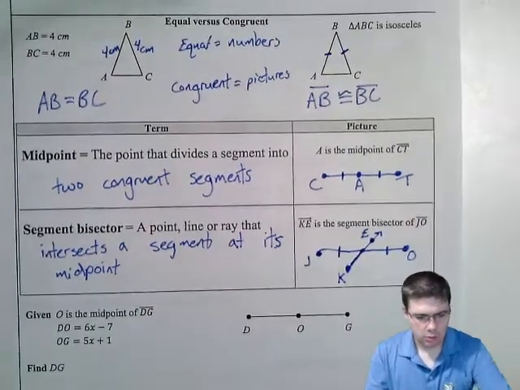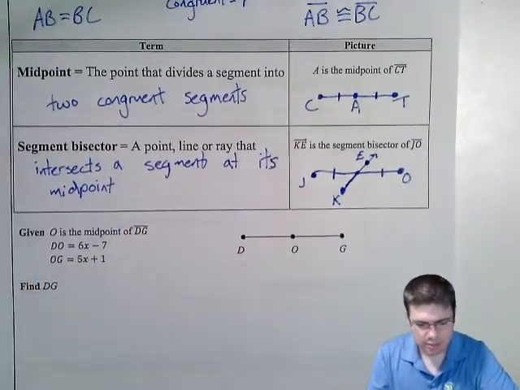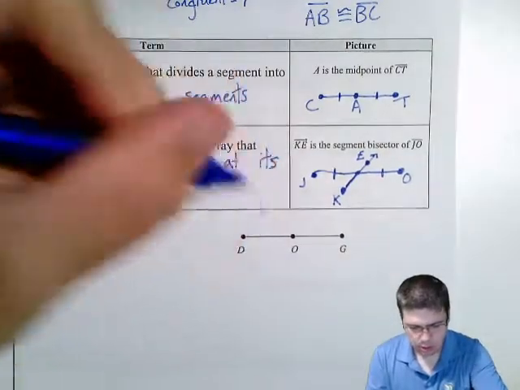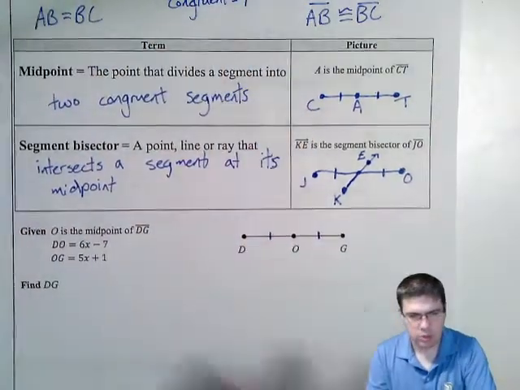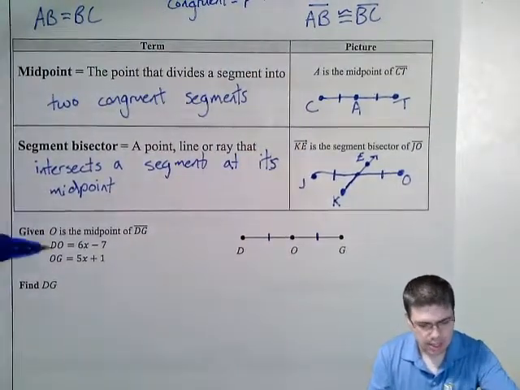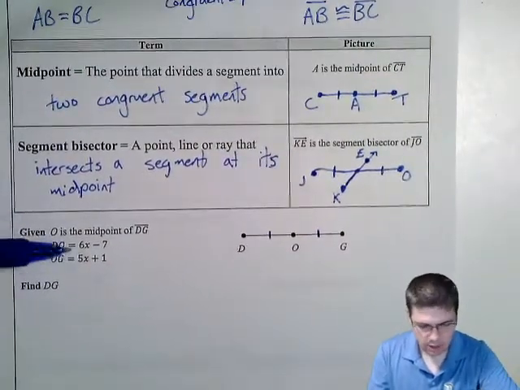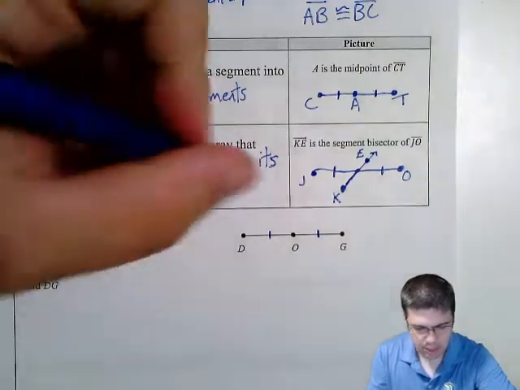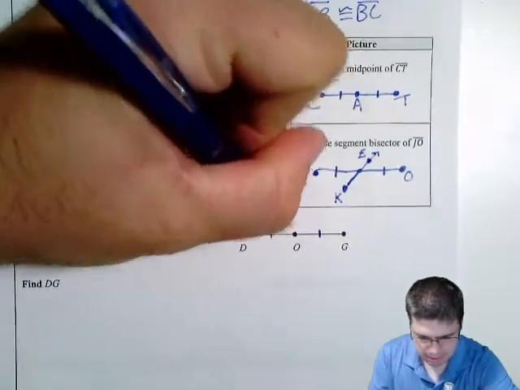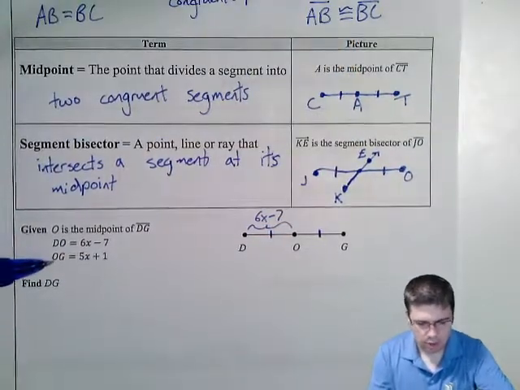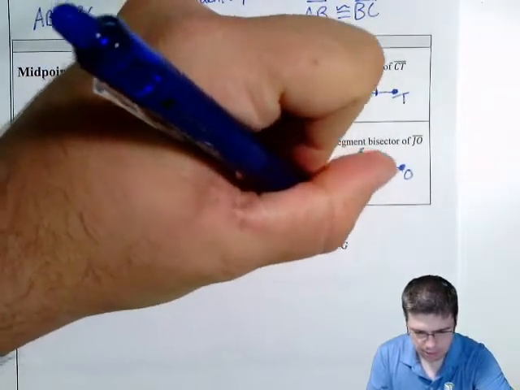All right, so it's a simple problem that you could see with something like this. O is the midpoint of DG, so we know that O is the midpoint of DG. It cuts that into two congruent segments, so we know those two segments are congruent. And then they tell us the measure. We've got some algebra coming in here. DO is equal to that, so the measure of DO, this length, is 6x minus 7, whereas the measure of the segment from O to G is 5x plus 1.